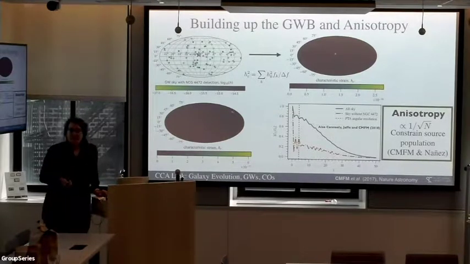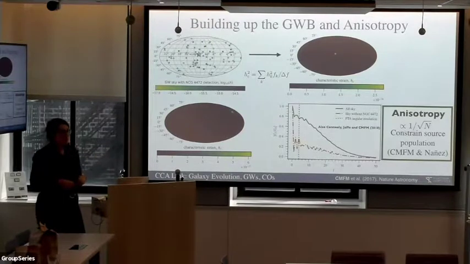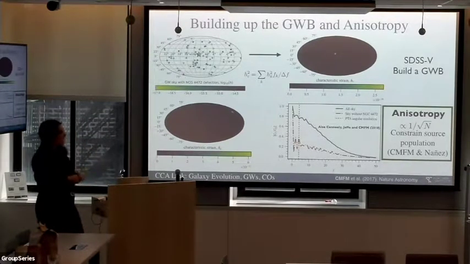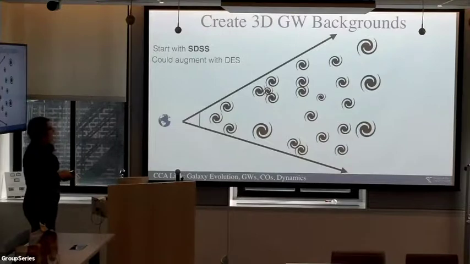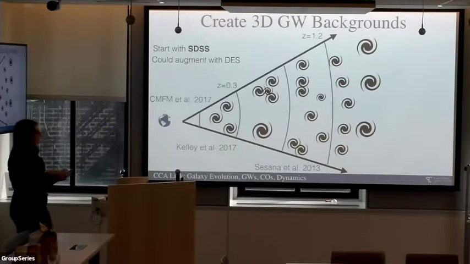And measuring the anisotropy is very interesting because, again with Morgan Nanez over the summer, we found that this level of anisotropy scales like 1/√N, the inverse square root of the total number of sources. So you can then estimate the total number of sources that contribute to your background using this kind of technique. And I'll be using SDSS-V, and even before then SDSS-IV, to build these mock gravitational wave backgrounds. This is just an example of how I would do this.